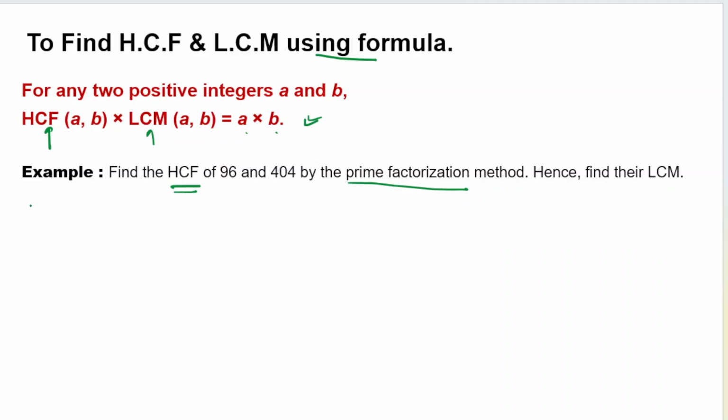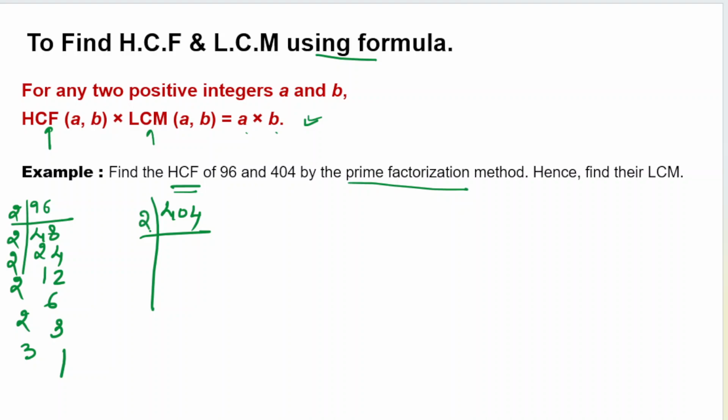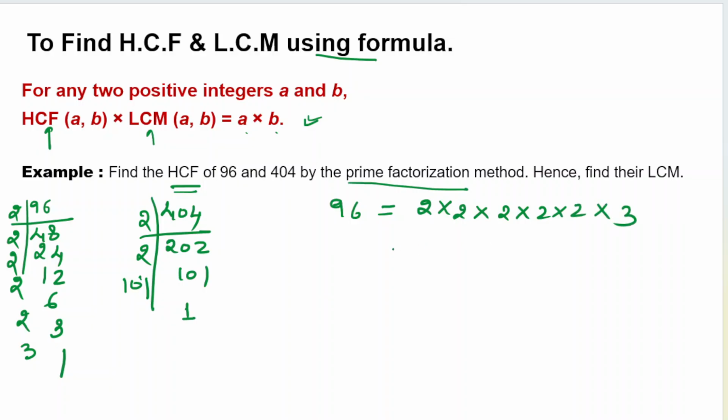So for HCF, we first have to find the prime factors of 96. It is 48, then 24, then 12, then 6, then 3 to the power 1. And for 404, it is 2, 202, 2, 101, and 101 is a prime number, so it is 1. So the prime factors of 96 are 2 into 2 into 2 into 2 into 2 into 3, and for 404 it is 2 into 2 into 101.